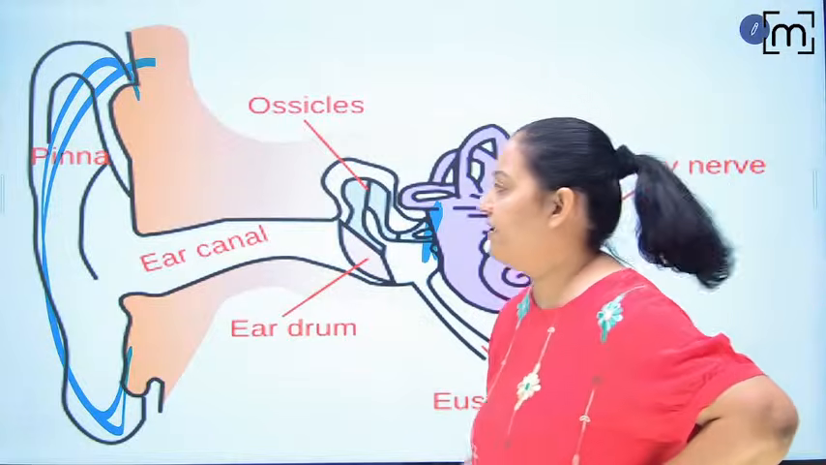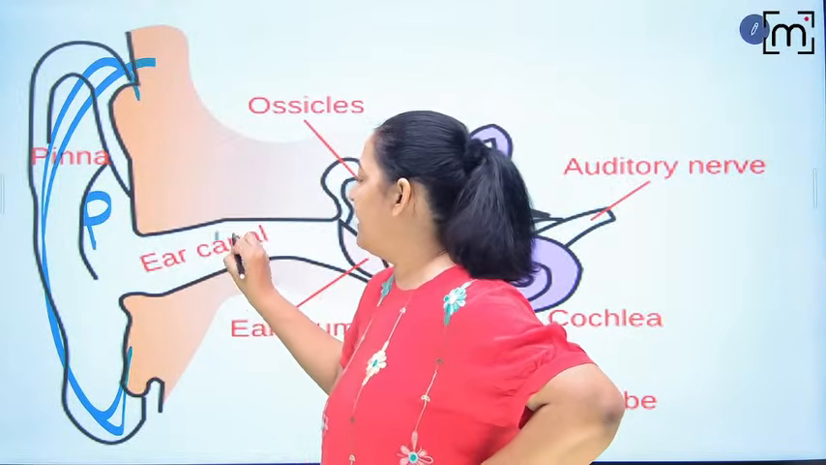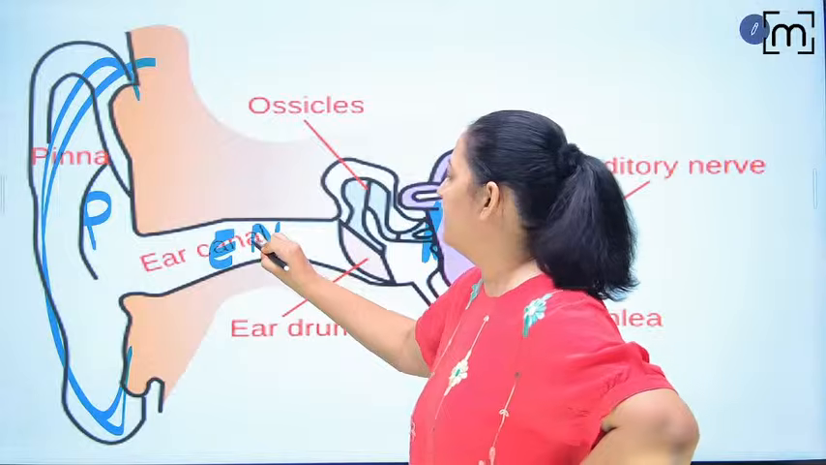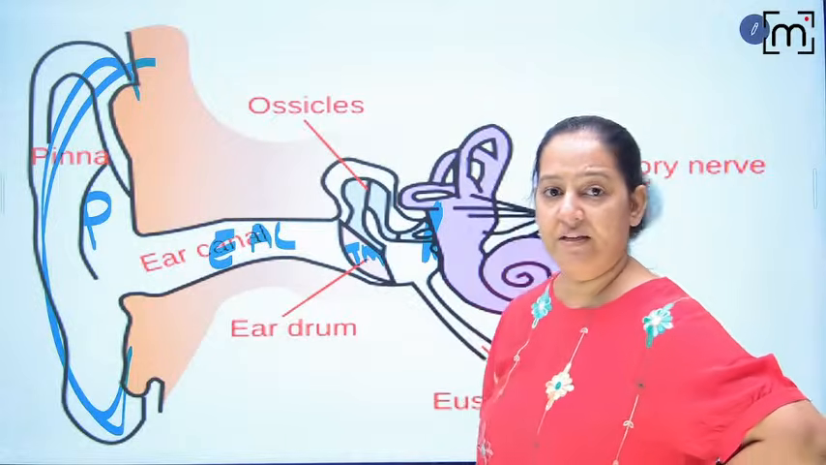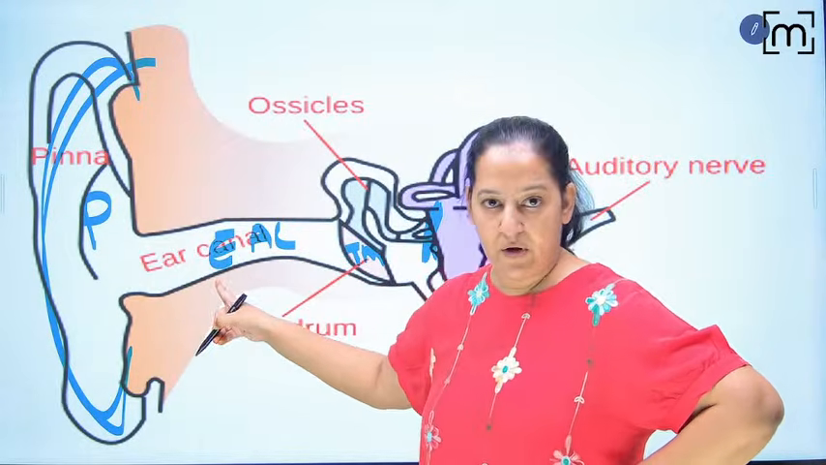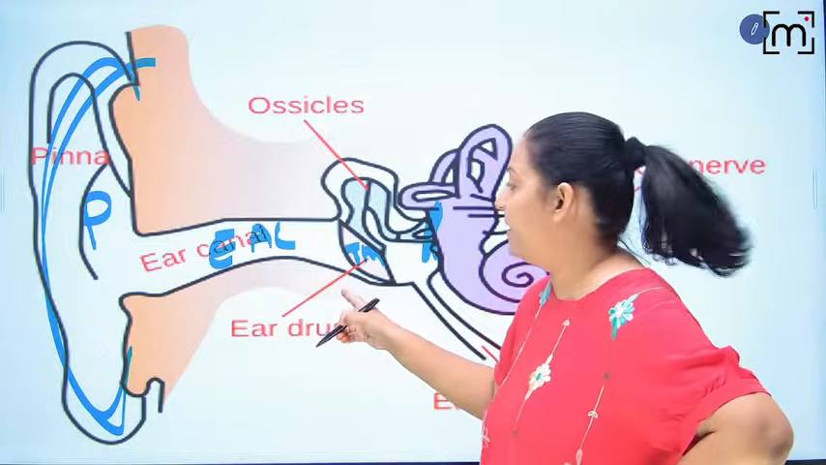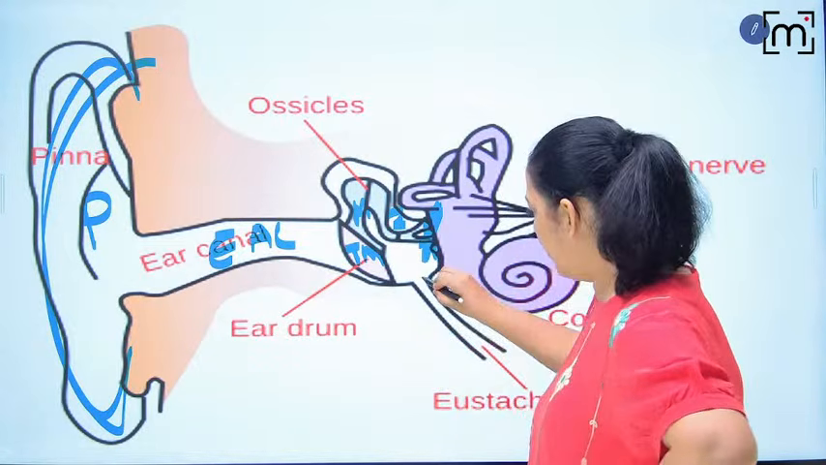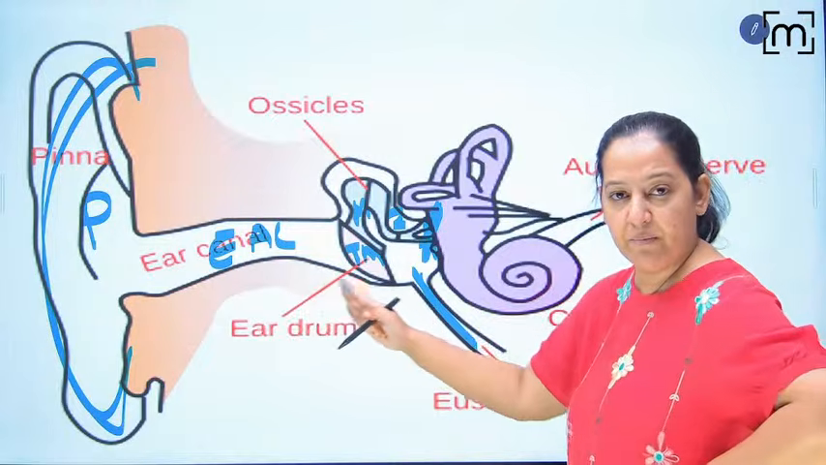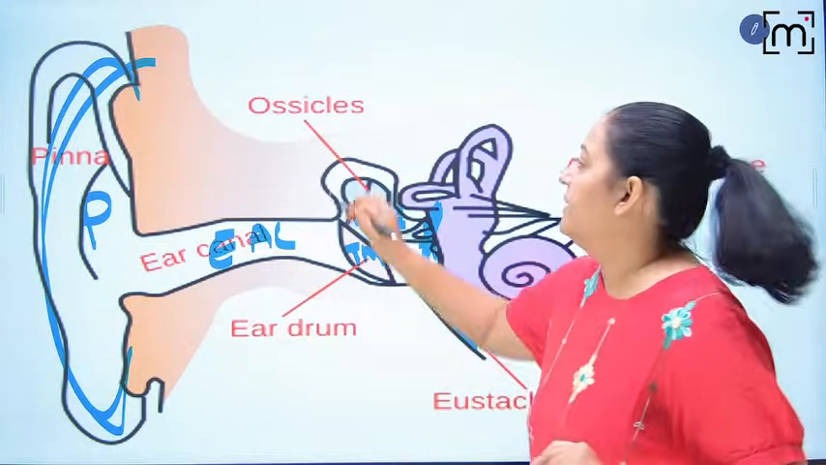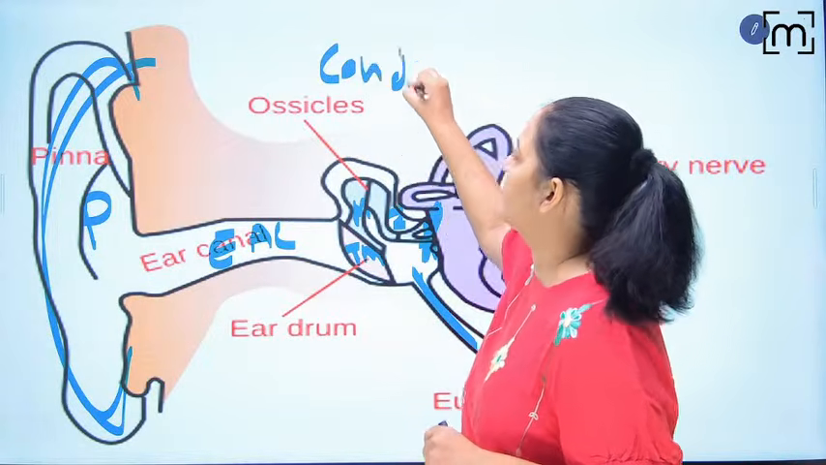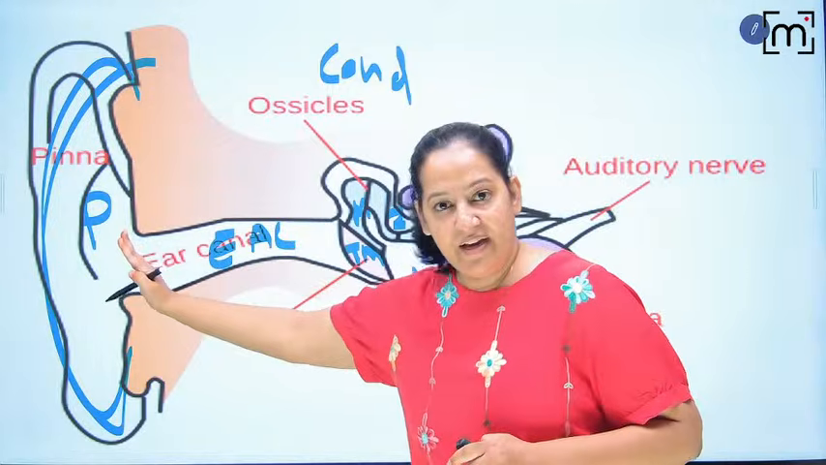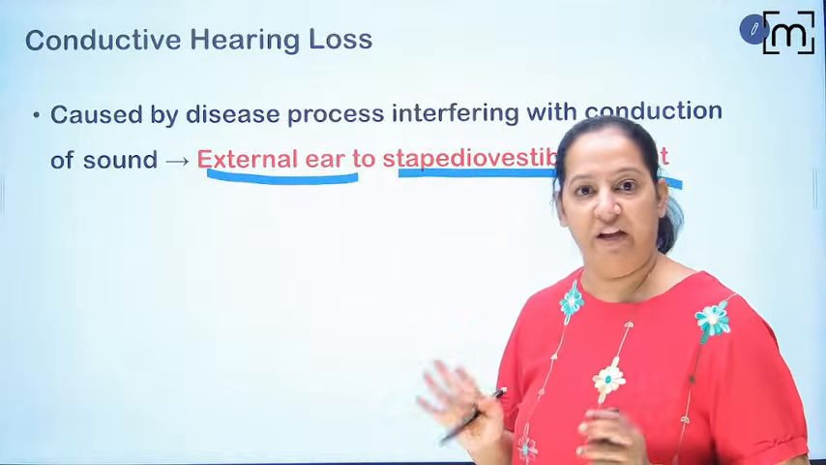What are the parts of the external ear? We have the pinna, the external auditory canal, and the tympanic membrane. So if there is a problem in the pinna, the external auditory canal, the tympanic membrane, or the ossicles, or a problem in the eustachian tube, anywhere, it is conductive. This deafness is known as conductive deafness. External ear and middle ear is conductive, in short.